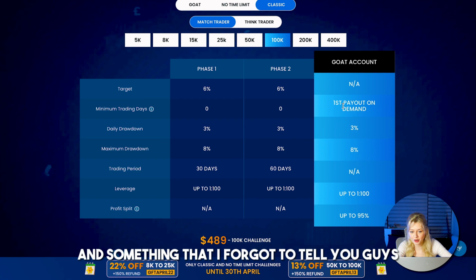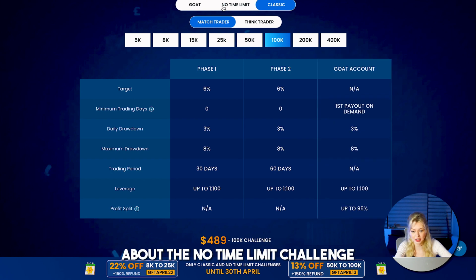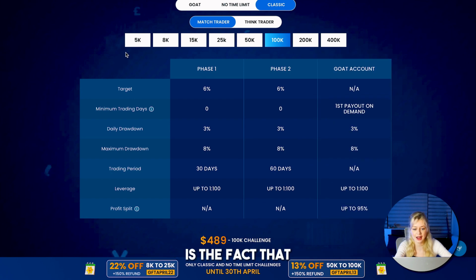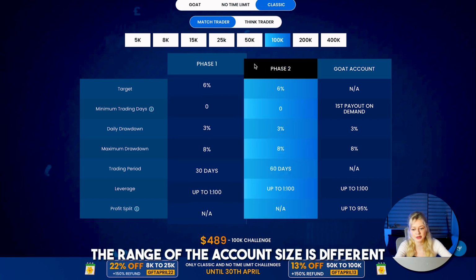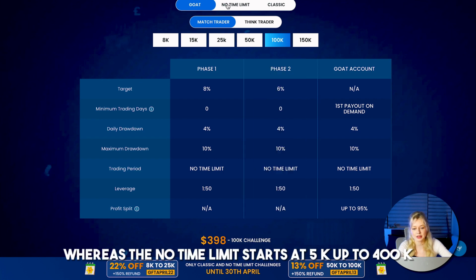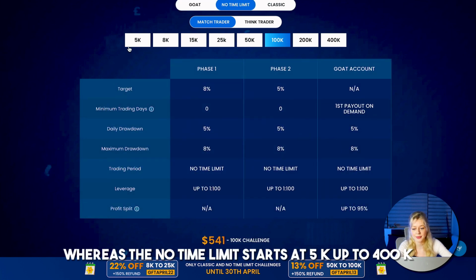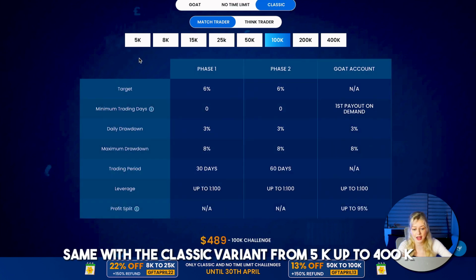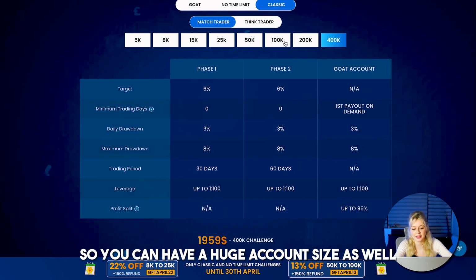And something that I forgot to tell you guys about the no time limit challenge and also the classic challenge is the fact that the range of the account size is different from Goat. So you can see that Goat had only 8K up to 150K, whereas the no time limit starts at 5K up to 400K. Same with the classic variant, from 5K up to 400K. So you can have a huge account size as well.